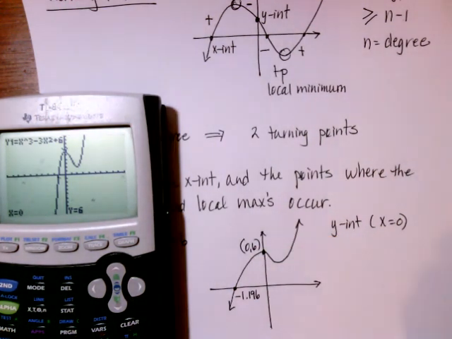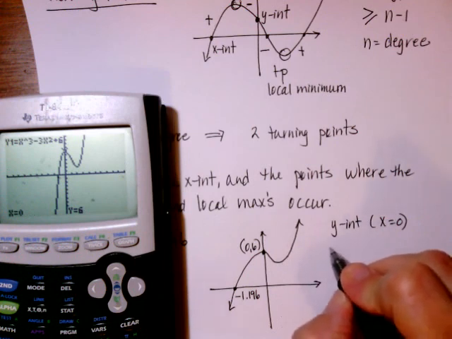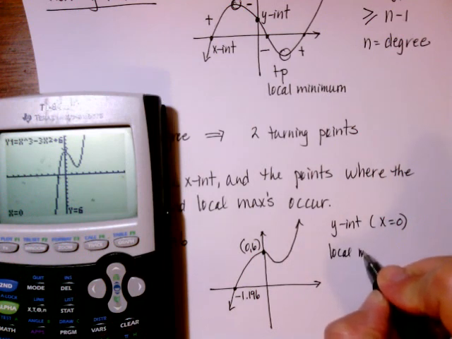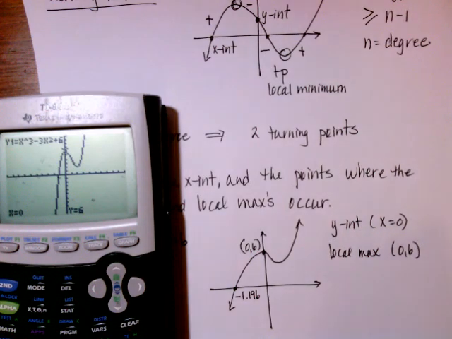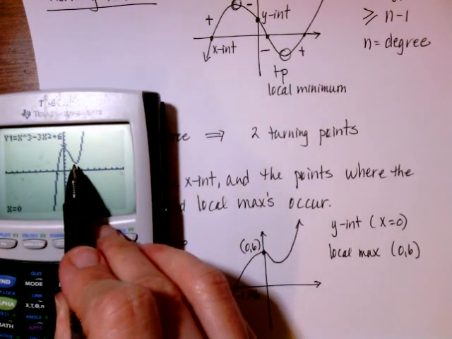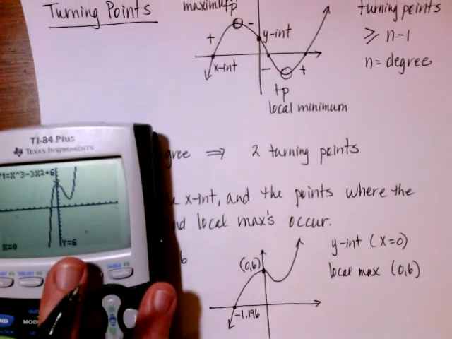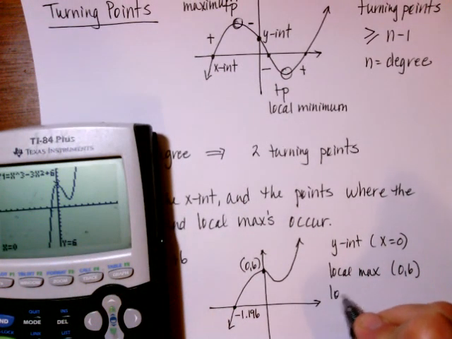Okay? That point is also a local maximum, and so I'm going to identify that point off to the side. Now I need to find this little point right here, which is a local minimum. I'm going to write it right here, so there's my local minimum.